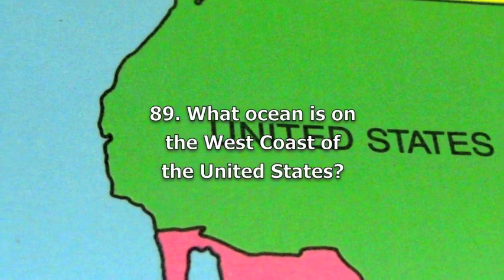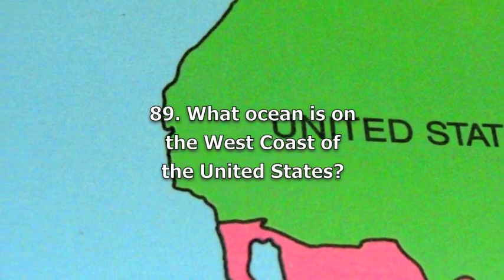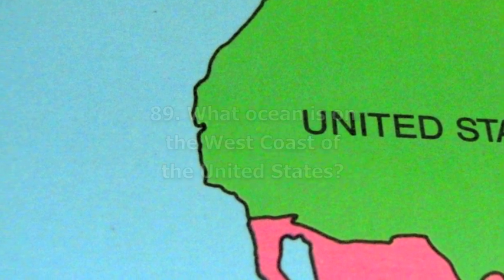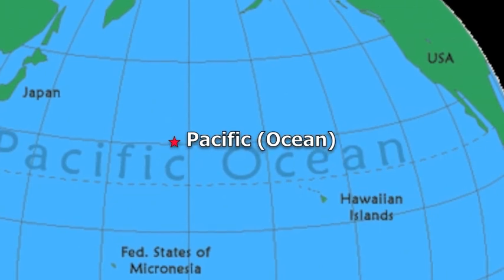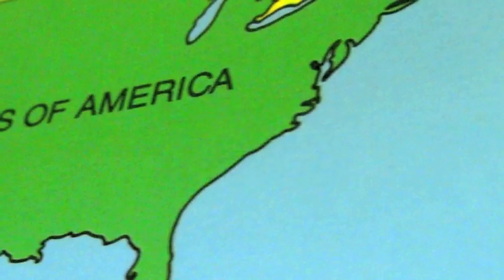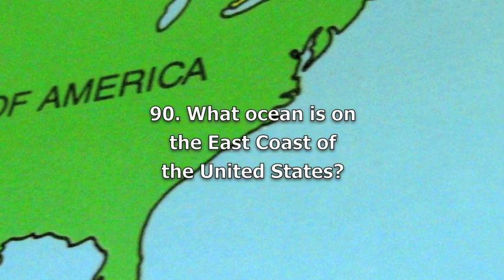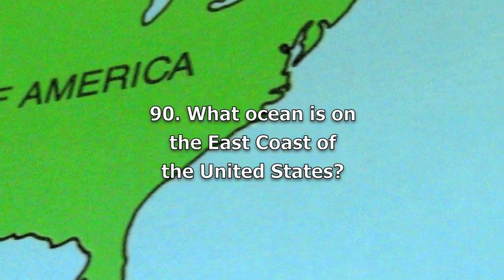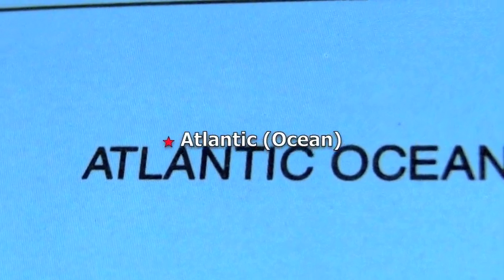What ocean is on the west coast of the United States? Pacific Ocean. What ocean is on the east coast of the United States? Atlantic Ocean.